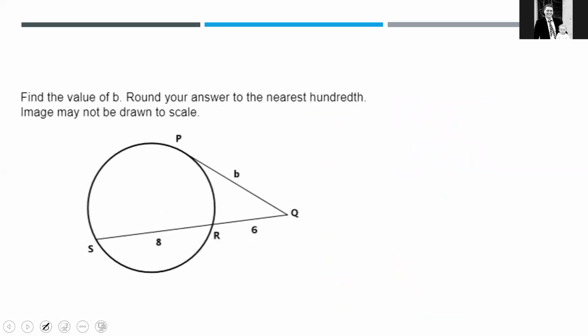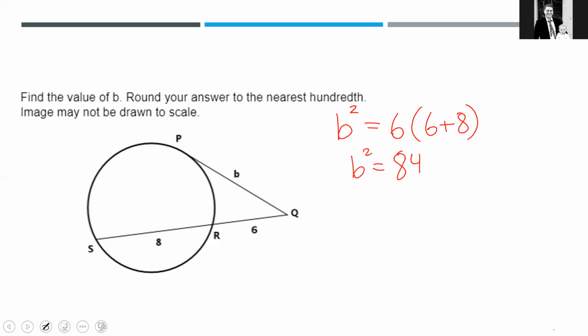Okay, let's do that again. We've got that same formula we're going to fill in. Our tangent is b, so we get b squared equals the outer part of our secant, which is 6. The sum of our secant is 6 plus 8. Oh, this is nice. So we'll have 6 plus 8 is 14. Times 6 is 84. So we have b squared equals 84.